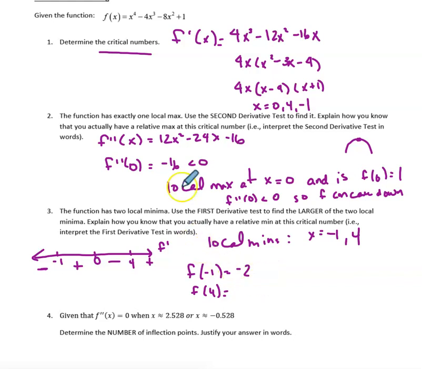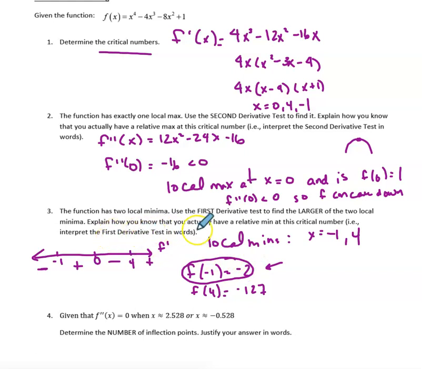Okay, I'm back, and that wasn't so bad because my first two terms actually cancel out. So I just have -8 times 16, which gives me -128, plus 1 is -127. So the question was, what is the larger of the two local mins? Well, the larger is the least negative in this case. So the larger of the two local mins is -2.